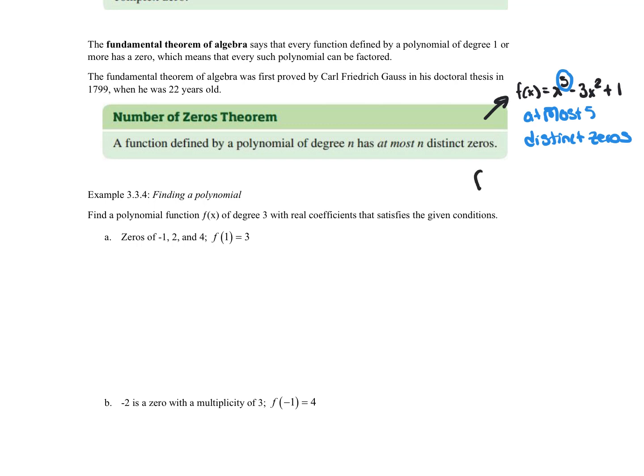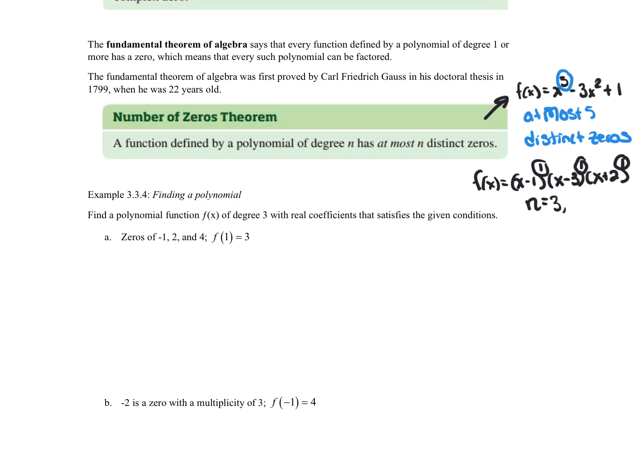We could write something like f of x equals x minus 1, x minus 3, x plus 2. The power here is 1, the power here is 1, the power here is 1. When it's multiplied out like this, its degree, you have to add them up or FOIL it out. So n here is 3, so at most 3 distinct zeros.